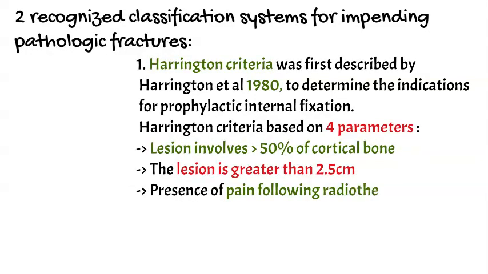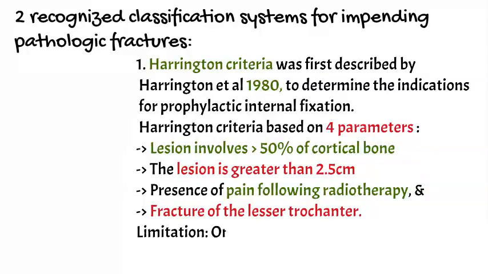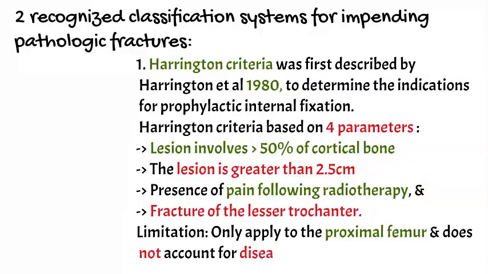Lesion involves more than 50% of cortical bone. The lesion is greater than 2.5 cm. Presence of pain following radiotherapy, and fracture of the lesser trochanter. Limitation of this classification: it only applies to the proximal femur and does not account for disease-specific tumor pathology.